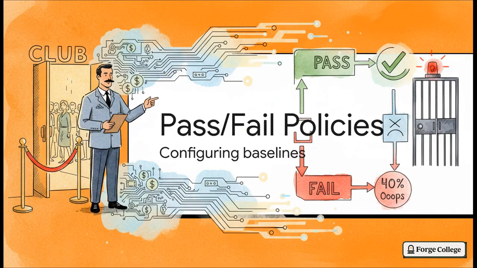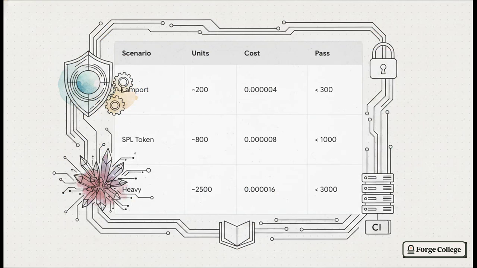Moving to Section 5, Setting Pass-Fail Policies. A bouncer is completely useless if they don't know the rules of the club, right? We have to configure our baseline expectations. Let's look at what a normal blueprint looks like so we can spot that 40% oops. For example, a simple Lamport transfer might consume around 150 units, so we cap our pass condition at 300 units. An SPL token transfer is a bit heavier, maybe around 600 units, so we set the safety cap at 1,000. And a really heavy custom program instruction might run around 2,000 units, so our fail condition is anything over 3,000.